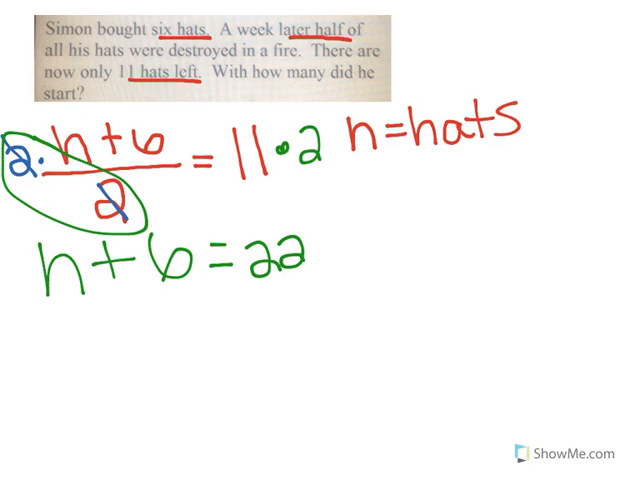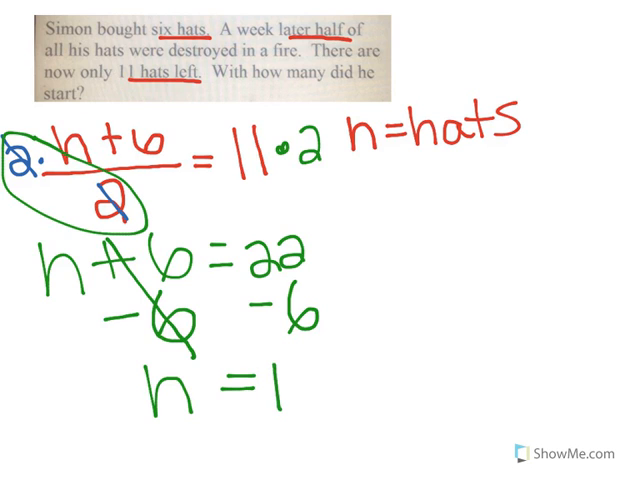So to undo the operation of adding 6, I just want to do the opposite and minus 6. That'll cancel out and equal 0. And whatever you do to one side of the equal sign, you need to do to the other. So he started out with 16 hats.